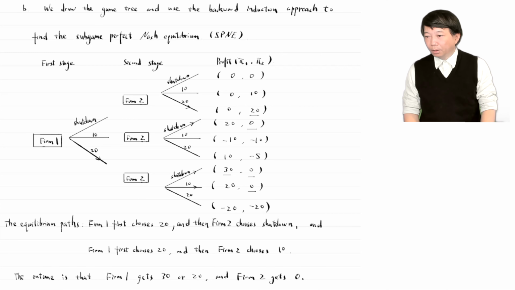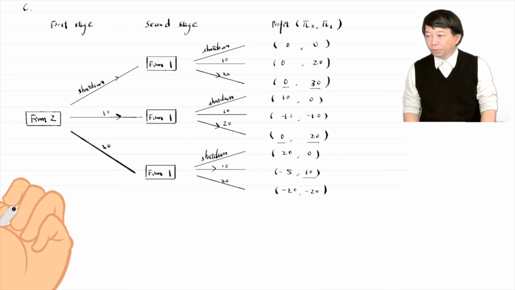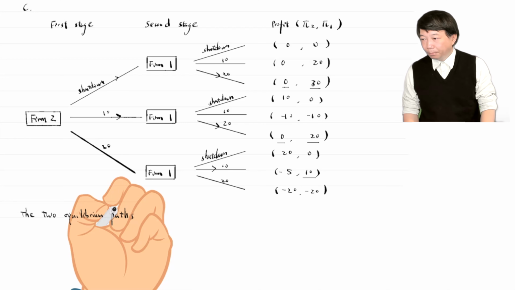In part C, Firm 2 moves first. The game tree is as follows. The backward induction also leads to the two equilibrium paths.